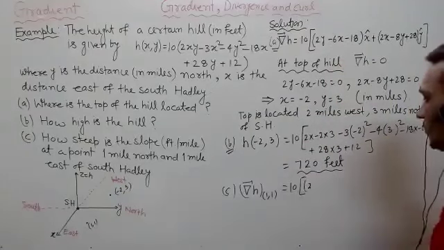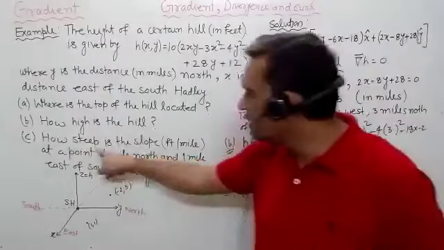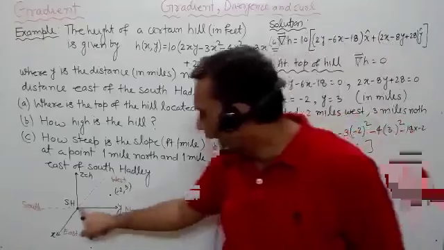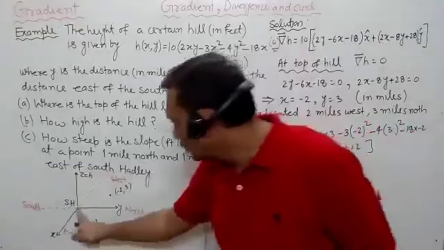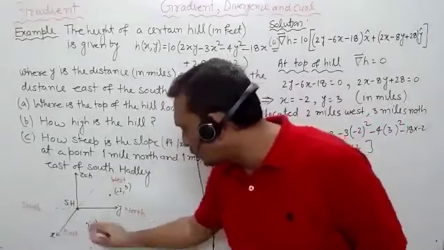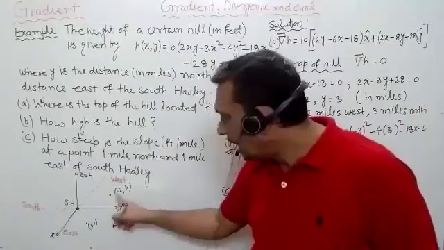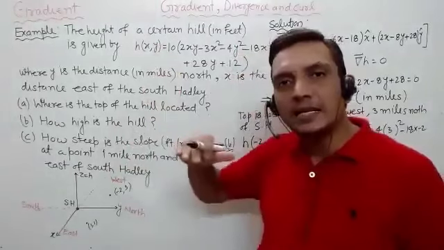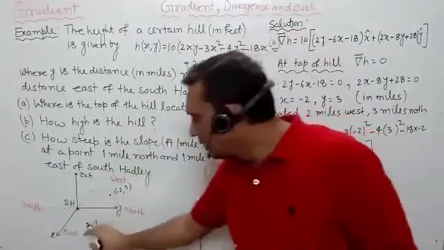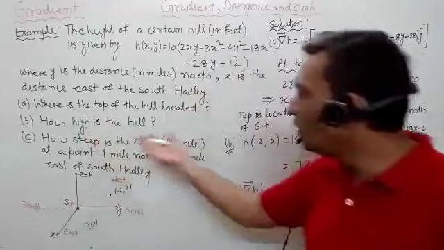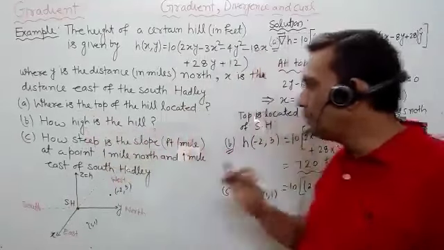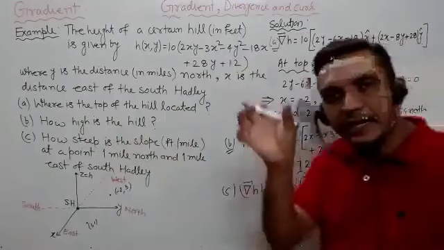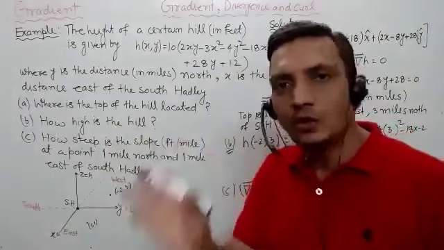Student: Sir, how did this 1, 1 come? This point is given: how steep is the slope at a point 1 mile north and 1 mile east? So 1 mile east, 1 mile north, so you have another point here. At the top of the hill, its gradient is 0, but you can take another point. At this point, you have to find how steep the slope is. So first find the gradient and then take the magnitude. The magnitude will give you the slope.